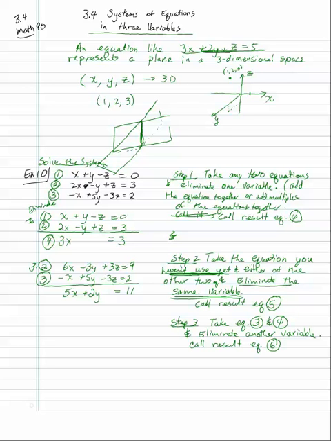Okay, so step 3, take equations 3 and 4 and eliminate another variable. So equation 4 is 3x equals 3, and 5 is 5x plus 2y equals 11. Now note, equation 4 has y already eliminated, so this step's done for us.